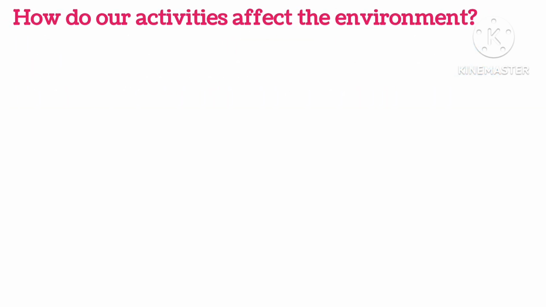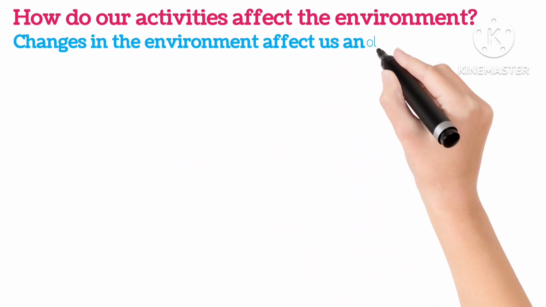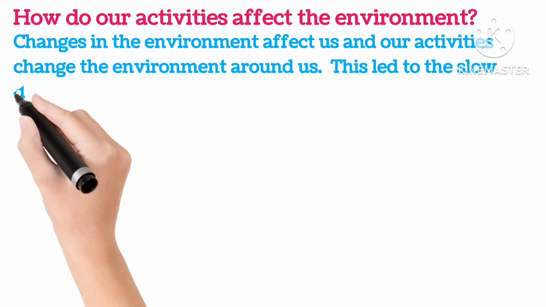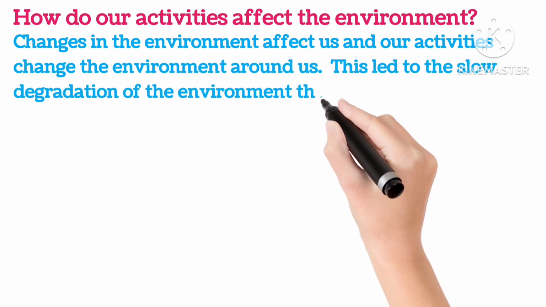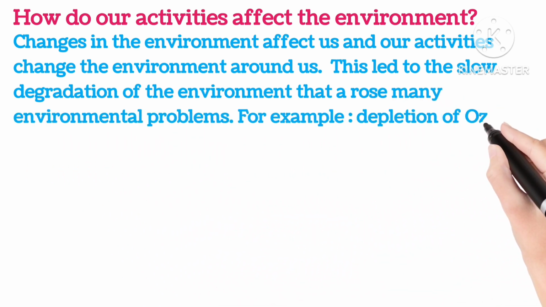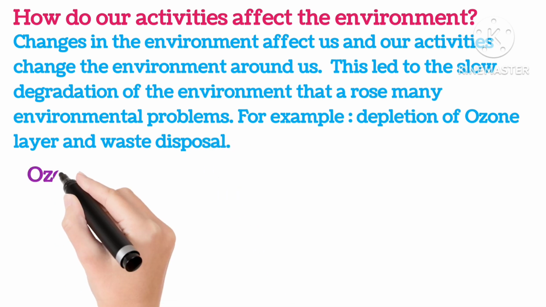How do our activities affect the environment? Changes in the environment affect us and our activities change the environment around us. This led to the slow degradation of the environment that rose many environmental problems like depletion of ozone layer and waste disposal.